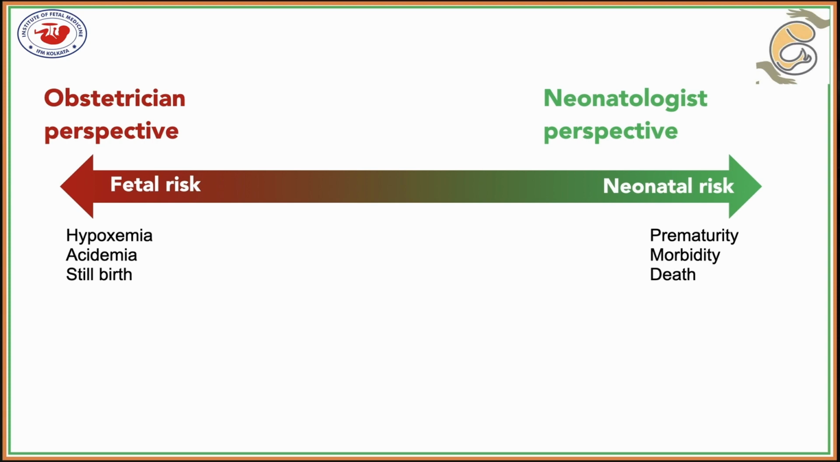Different NICUs have different ways of responding to the same weight of baby or the same gestational age. Some say, give me anything above 28 weeks, we'll manage. Some will say, no, we are not equipped, take it at 30 weeks plus. All these things you have to take into account, because the fetal risk is in the form of hypoxemia, acidemia, finally stillbirth, and the neonatal risk will be prematurity and prematurity-related morbidity, and in extreme cases death.